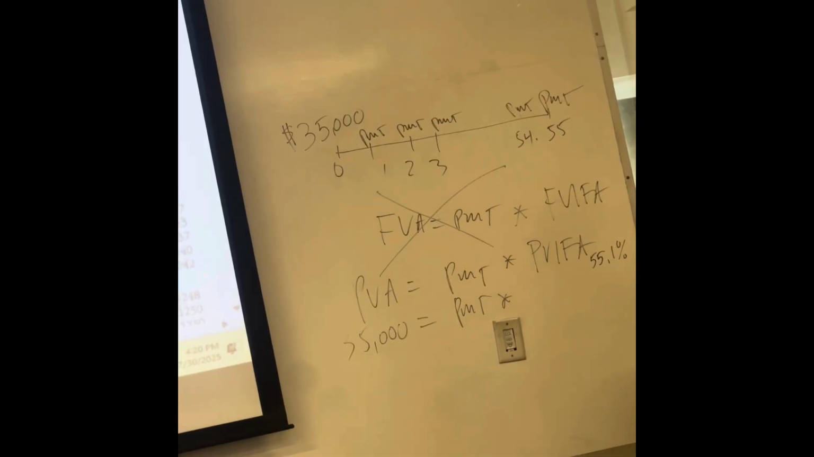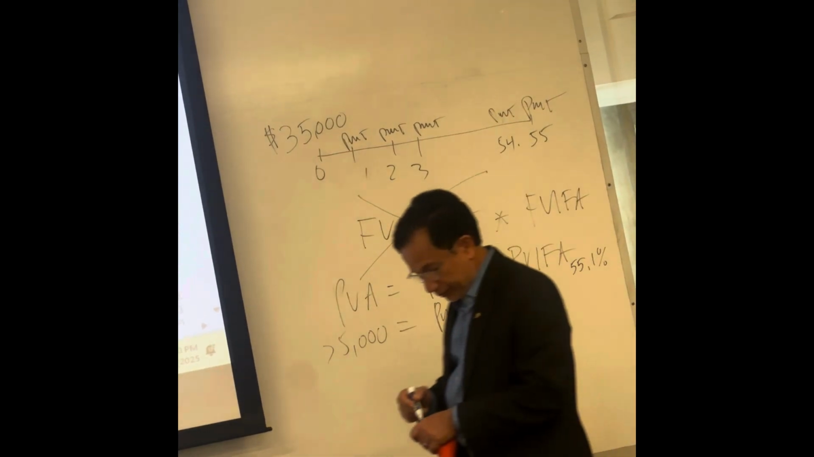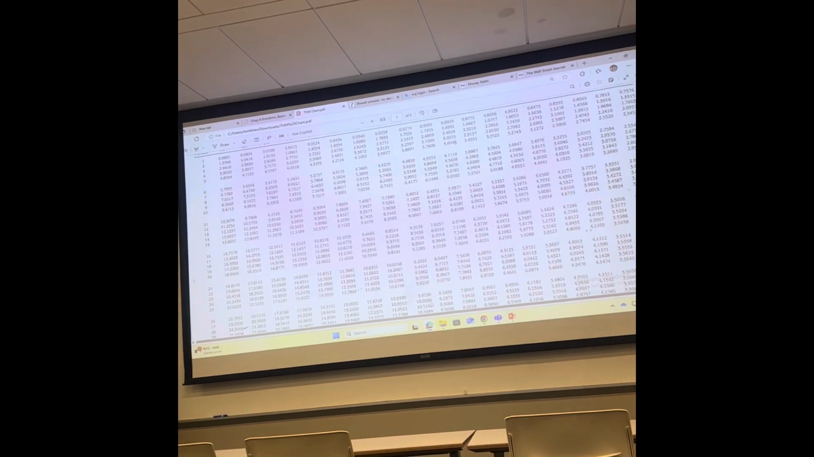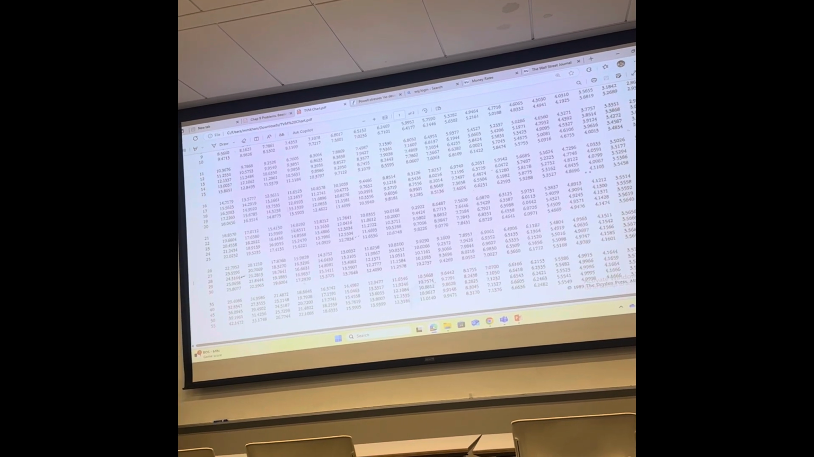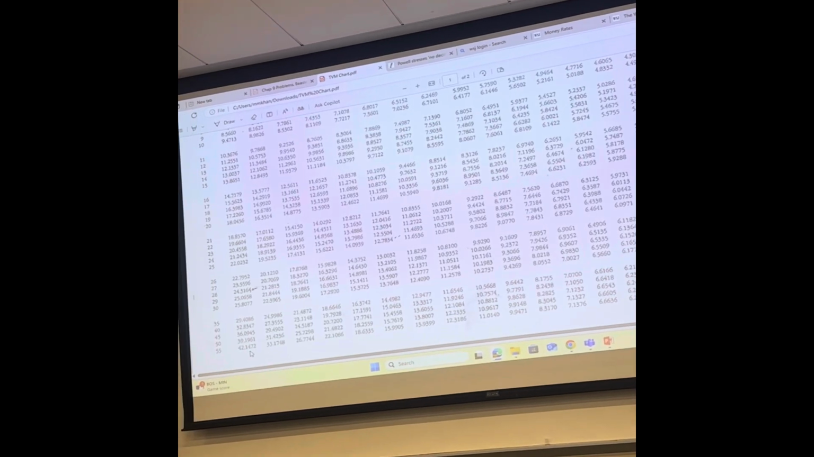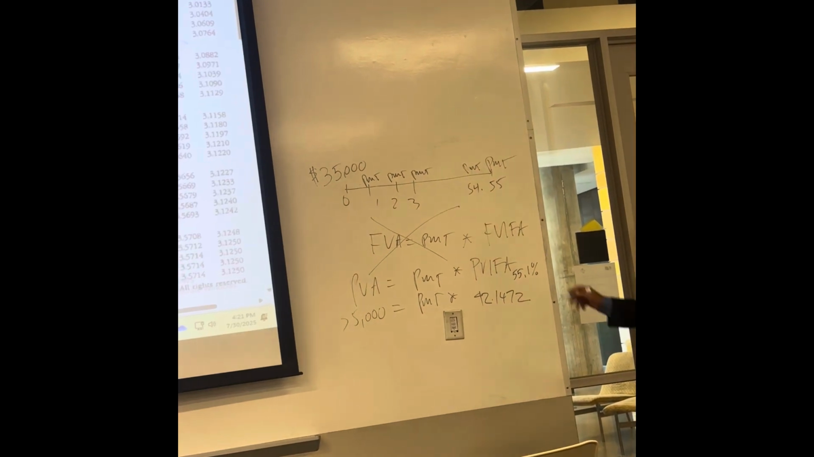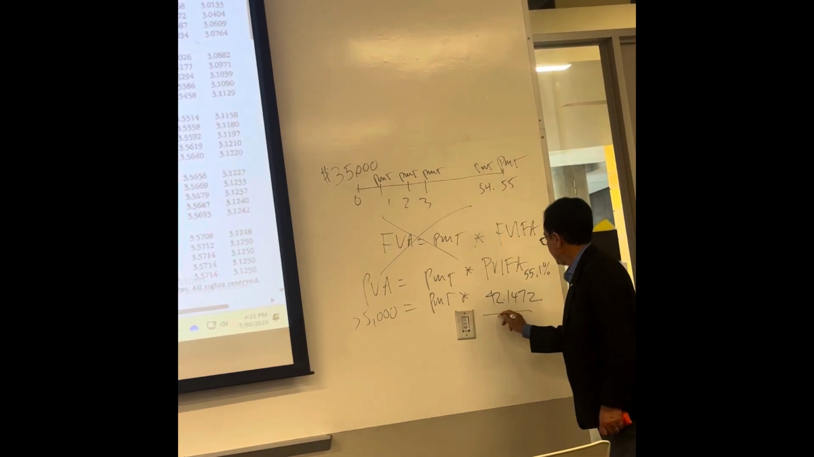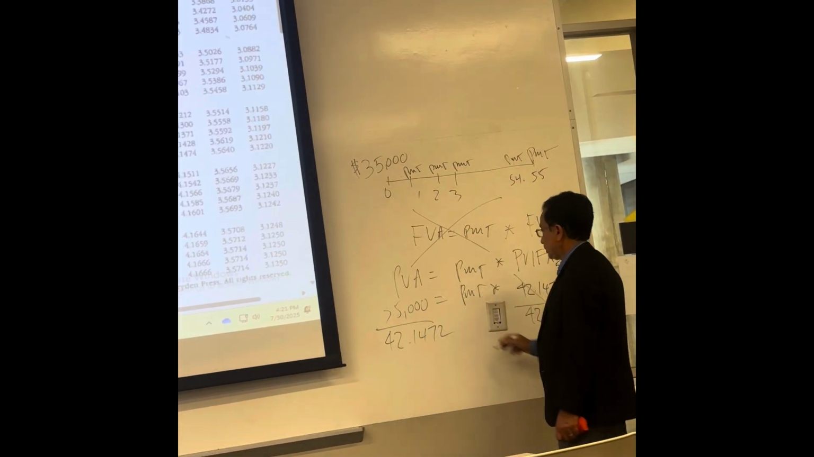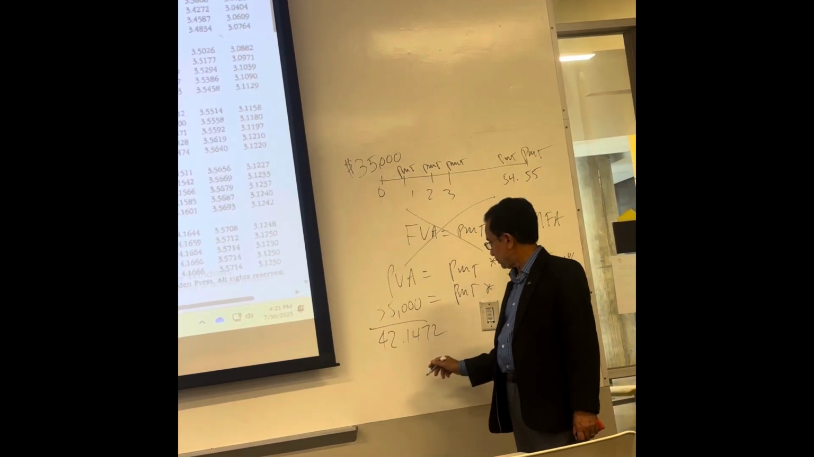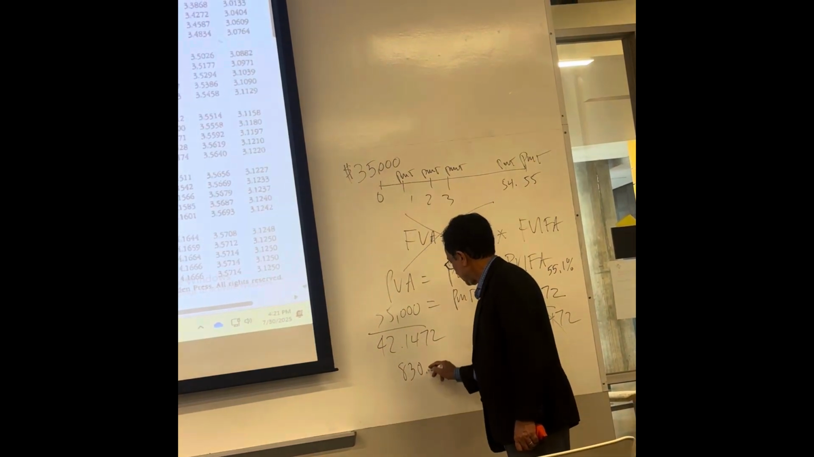Actually, I'm going to show you how to use Excel also, okay? So, from the chart, find this 55 months. Is it present value? Okay. So 1% and 55, the number is 42.1472. To find out the payment, divide through by 42.1472. 35,000 over 42.1472 is 830.42.